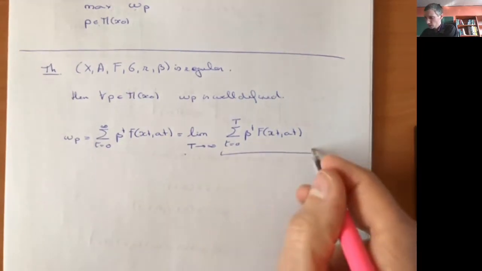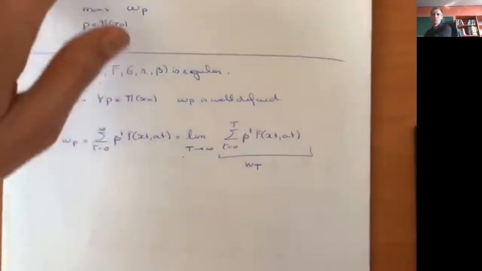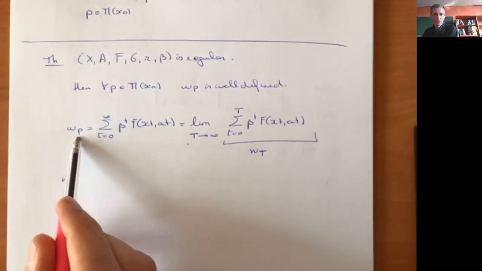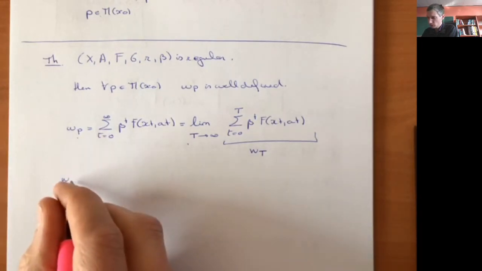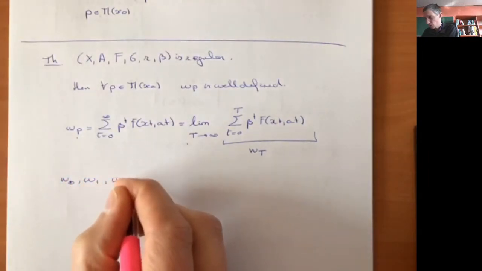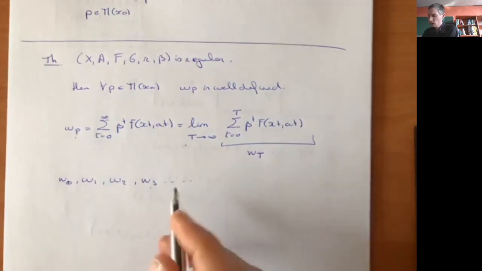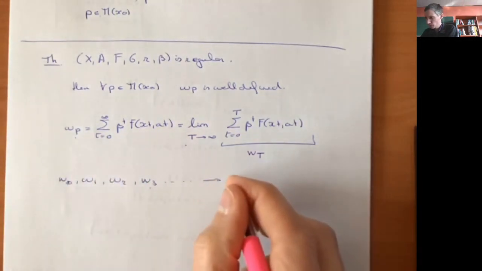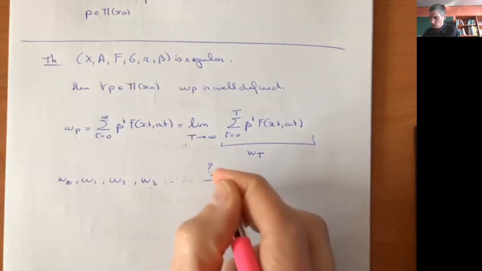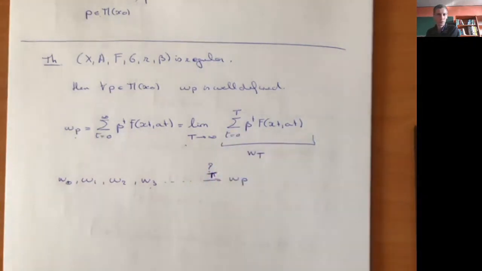And this finite sum, let me call this WT. Okay, so basically we have W0, which depends on the first state and action in the path, then you have W1, then you have W2, W3, right? So this is for 3 periods, 2 periods, 1 period. And we hope that this converges to some W(P), for n going to infinity, or for big T going to infinity.